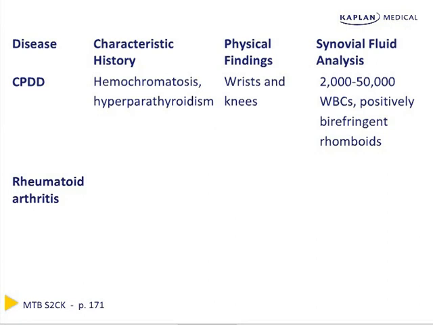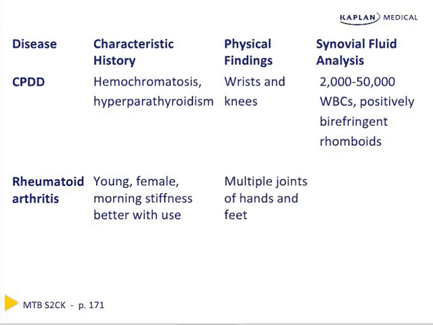Rheumatoid arthritis is usually going to be in a young female with morning stiffness that gets better with use. It's in multiple joints, it's bilateral, and it's usually the hands and feet. Remember, you want to look for the anti-cyclic citrullinated peptide. This is the most specific.